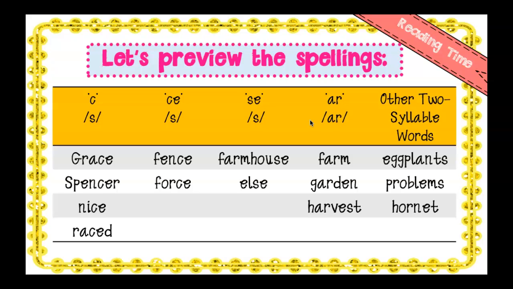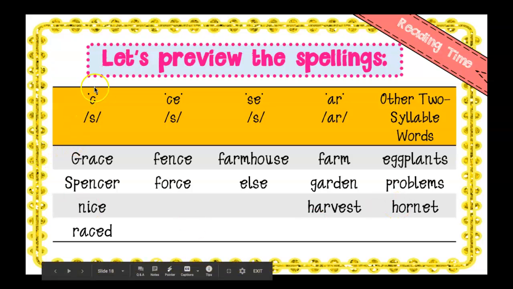Before we read, let's take a look at some of the spellings we're going to come across. Now, I just want to take a moment to look at these words over here. These are the two-syllable words, and you'll notice that there's not a dot between them. So from now on, there won't be a dot between two-syllable words. Just remember that as you're reading.